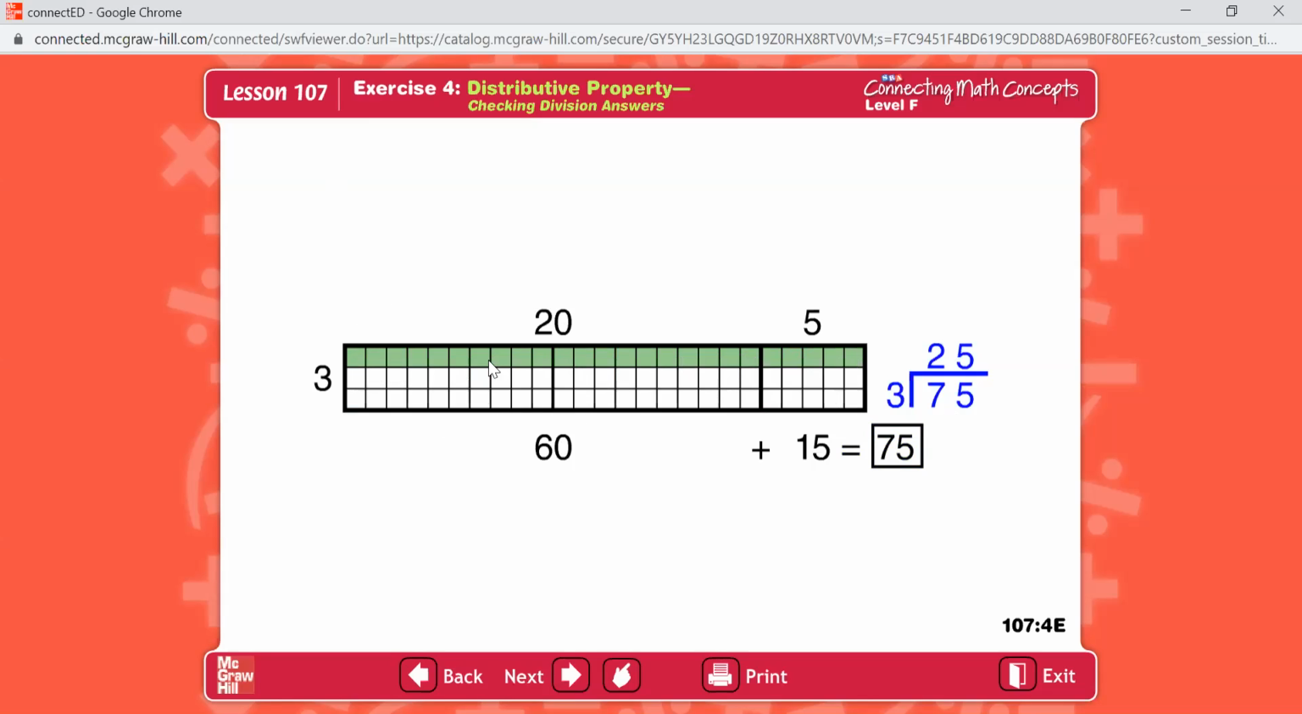There are 20 shaded squares in the tens part, and there are 5 shaded squares in the fives part. This part represents the tens, and this part represents the ones.